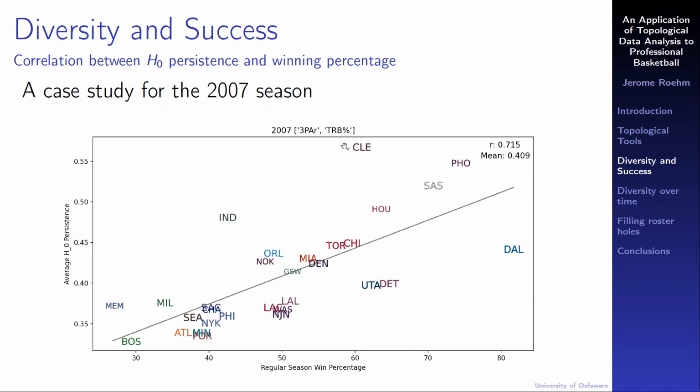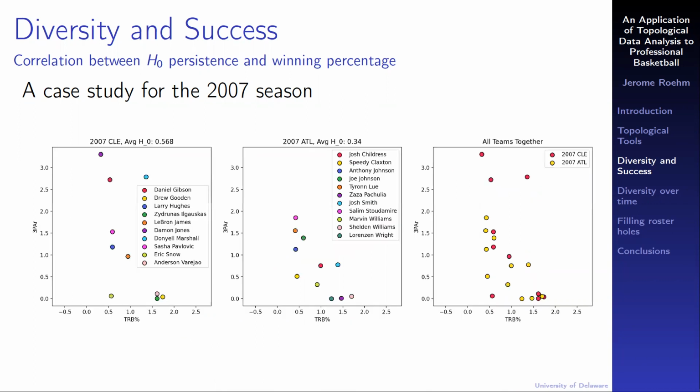The Cleveland Cavaliers were very diverse in 2007, whereas the Atlanta Hawks were not diverse. If you were wondering, the Cavs went on to the NBA Finals where they lost to the San Antonio Spurs, and the Atlanta Hawks failed to make the playoffs. Let's look at the Cavs and the Hawks' 2007 rosters. As we can observe, the Cleveland point cloud is far more spread out than that of the Atlanta point cloud. This is reflected in the average H0 persistence shown. Cleveland scores higher on this measure of diversity.